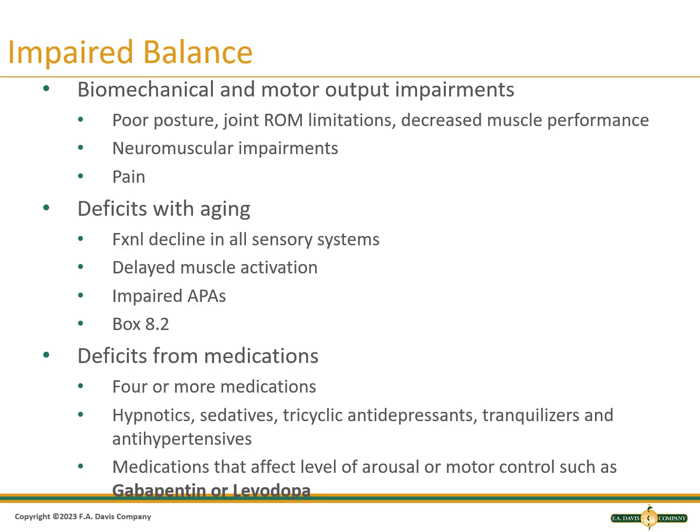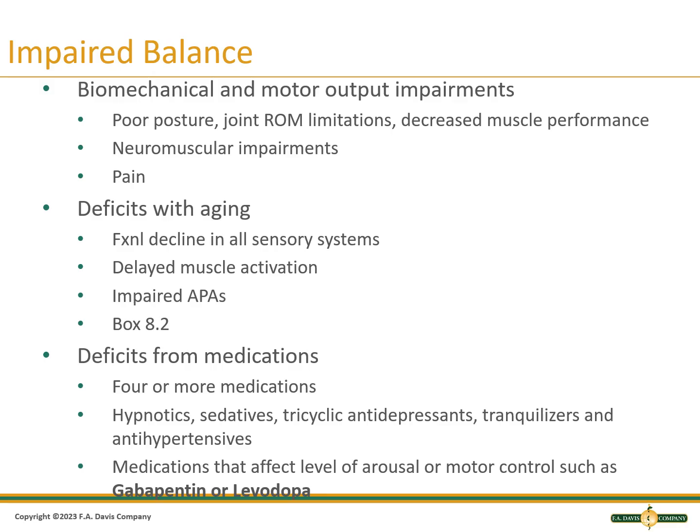We've talked about how we have impacts to balance as a result of aging and its effects on the sensory system, but we can also see impacts on the motor system with delayed muscle activation and impaired anticipatory postural adjustments. Balance may also be impaired from medications that patients are taking, and this is important to remember so that you can identify patients who are at an increased fall risk as a result of their medications, whether that's protecting them in the clinic or providing them education about fall risks.